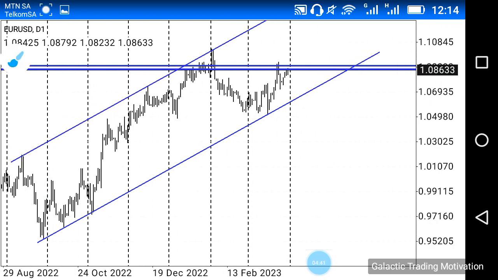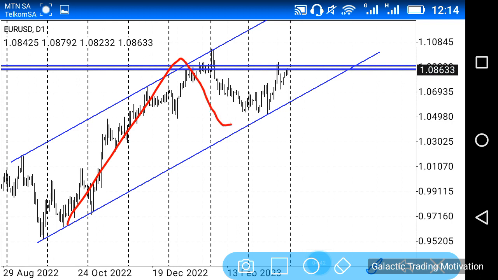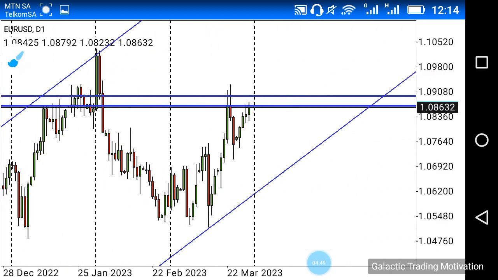Remember on the weekly chart we spoke about how we have this potential M structure over here which might have a second leg at that point, right? Anyway, let's zoom in. So what else do we see guys? What else do we see?